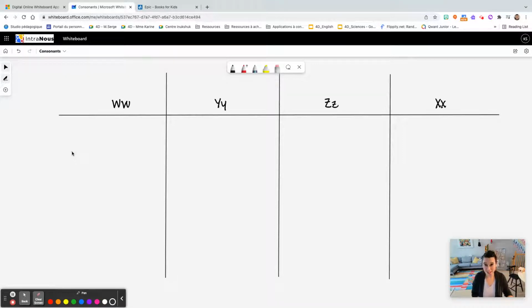Okay, now our consonants for today are the W, the Y, the Z, and the X. Now the W makes a w sound, but only when it's at the beginning of the word. So we'll hear it in words like wet or was.